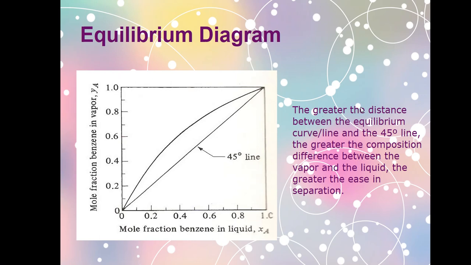Now, what about this 45-degree line and this curve? The greater the distance between the equilibrium curve and the 45-degree line, the greater the composition difference between the vapor and the liquid. The greater the composition difference between the vapor and the liquid, the greater the ease of separation. Meaning, it is easier to separate the component from the liquid and transfer it to the vapor if the compositions of the two phases are different, or shall we say, have a big difference.